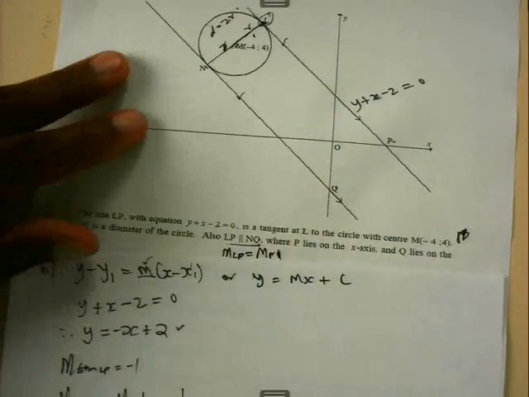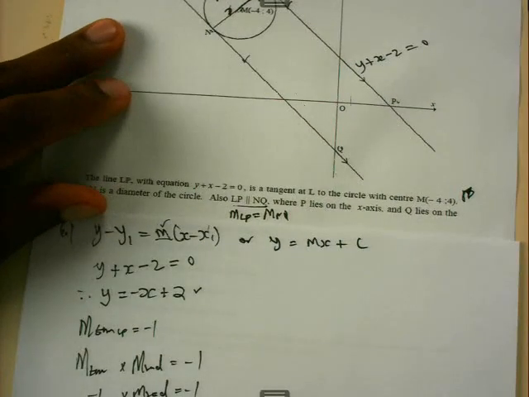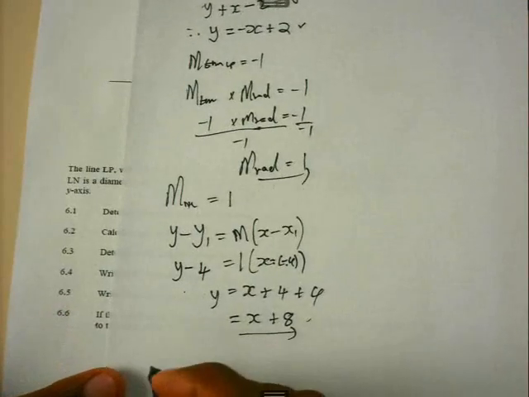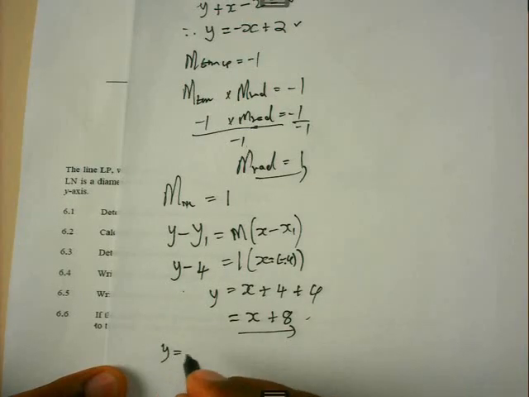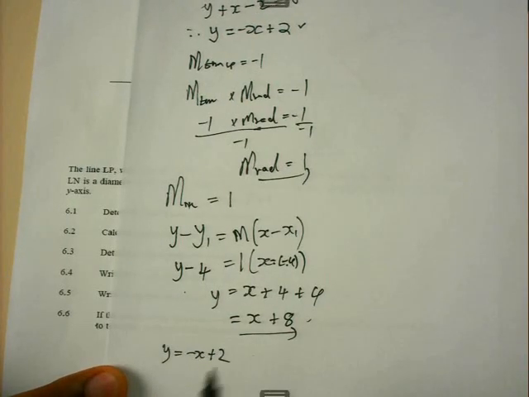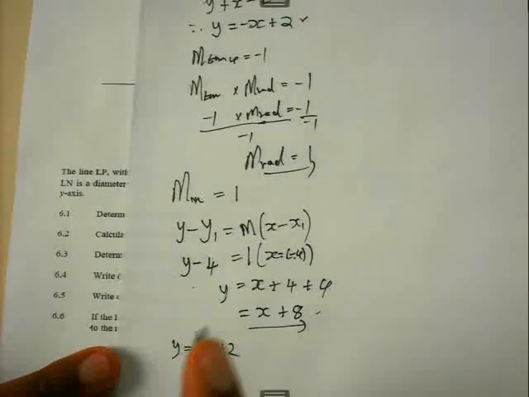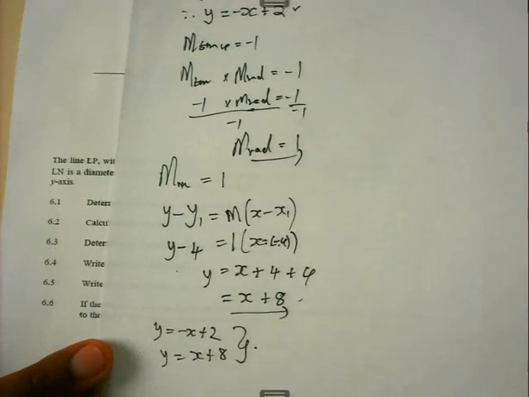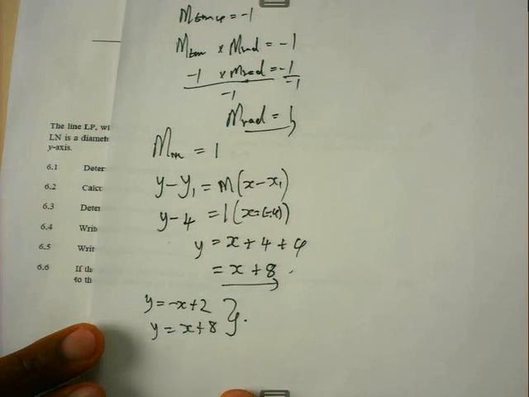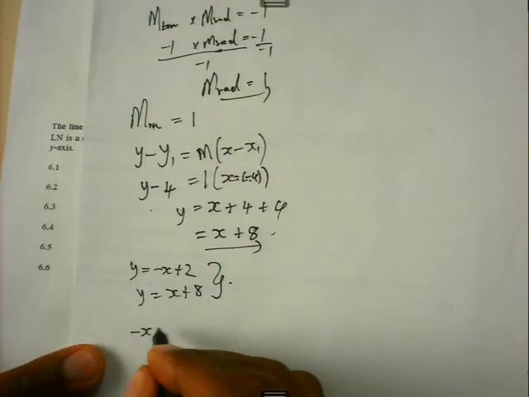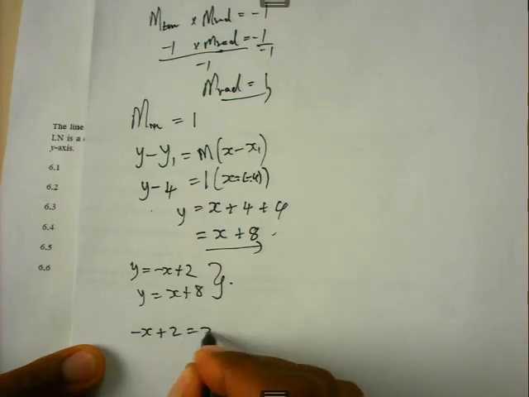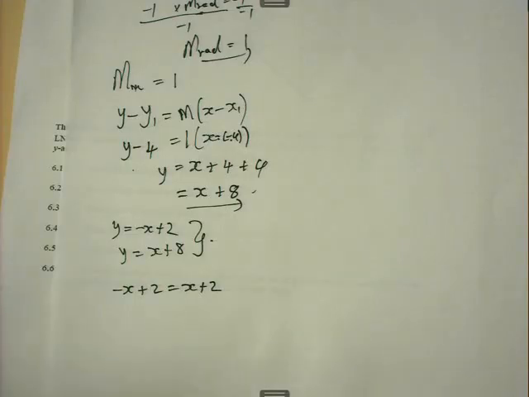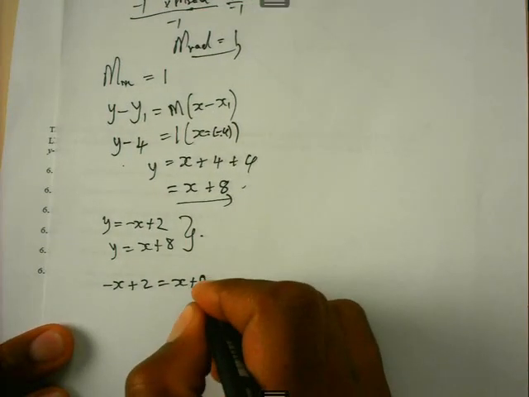Therefore, since now we have the equation of LP as well as the equation of LN, now we are going to equate the two. We take the equation of LP, which is y is equals to minus x plus 2. And we take the equation of what? The equation of LN, which is y is equals to x plus 8. We just equate the two because they intersect each other at what? At point L. Therefore, we have minus x plus 2 is equals to x plus 8, right? x plus 8.